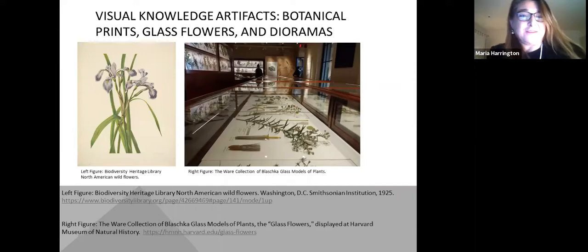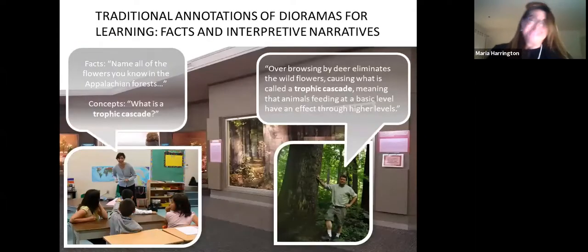The Harvard Museum of Natural History has created a collection, the Ware collection of glass flowers that incorporates the 3 dimensions of these plants. Additionally, they have cross-sections and magnified views, so scale becomes a dimension that we can play with. Taken together, we can think about the dioramas as the original virtual reality and extend it using our technology today.